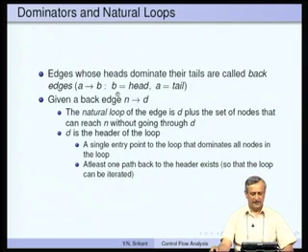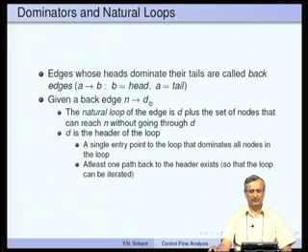Given such a back edge n to d, we are ready to define the natural loop of a back edge. Remember, we do not know anything about the loop structure of the control flow graph. We are now trying to discover such a loop structure, and loop structure is defined with respect to back edges. For every back edge, there is said to be a natural loop. The natural loop of the edge n to d is the node d plus the set of nodes that can reach n without going through d.